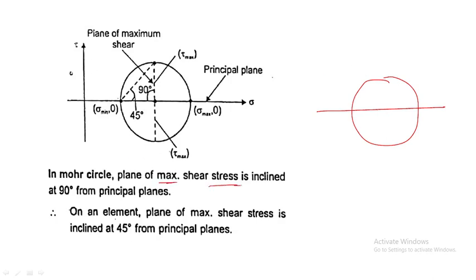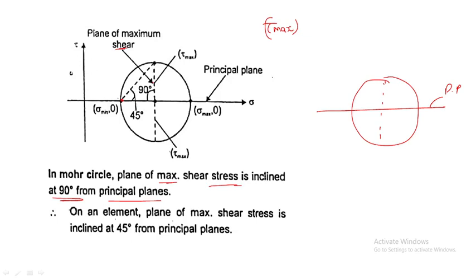Plane of max shear stress is inclined at 90 degrees from the principal planes. First of all, understand what is a principal plane. This is a principal plane. And at the center, this is the plane of maximum shear. So you can see this is 90 degrees. This is tau max, the maximum shear stress. So tau is 0 here, and tau max is maximum here, and tau minimum is at this point. You have to draw the line. So this is 45 degrees.